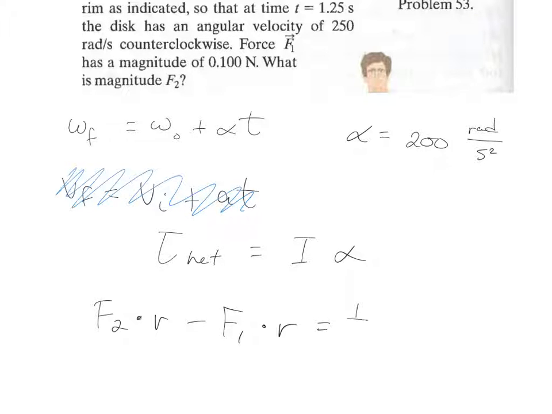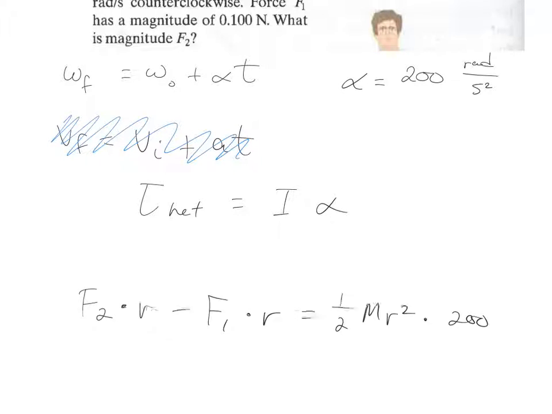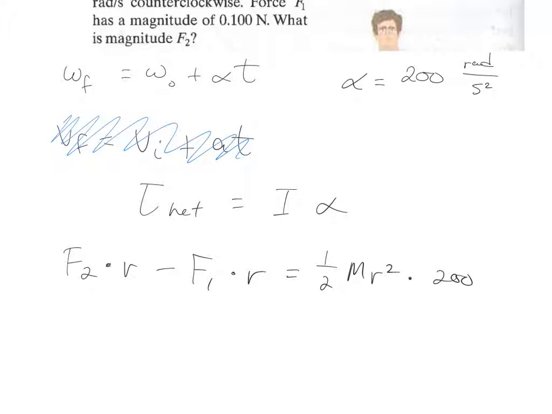I, we said, was 1/2 mr squared, and then that's times alpha, which is 200. I think everything else is given in this problem, right? What are we trying to find? F2. Okay, force 1 has a magnitude of 0.1 newtons. What is the magnitude of F2? That's what we're solving for here. We're looking for F2. So just add F1 r over and divide by r.